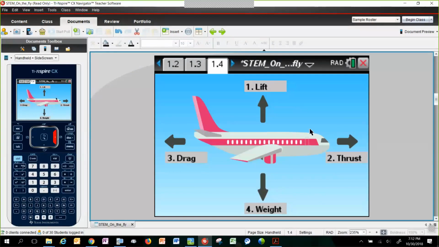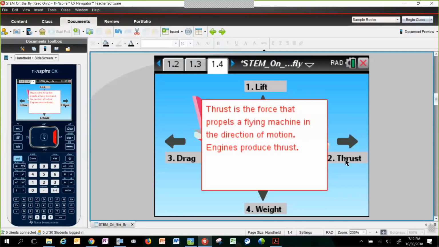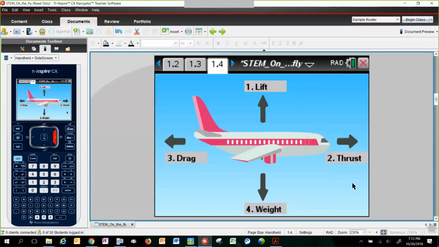Curtis, jump over to thrust real fast here. Sure. So thrust is the force that propels a flying machine in the direction of motion. Engines produce thrust. So we've looked at two forces so far, lift and thrust. The way we control lift is with the wings. We have to change the surface area of the wing to achieve lift, based on the speed of the airplane. The speed of the airplane is achieved through thrust, and the engines are able to generate that velocity for us. We're going to talk a little bit about Newton's third law of motion in this activity, as well as Bernoulli's principle.